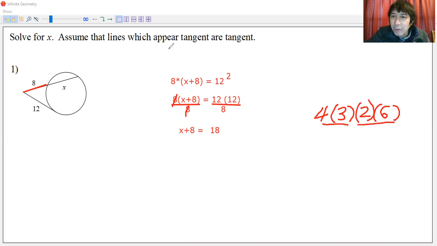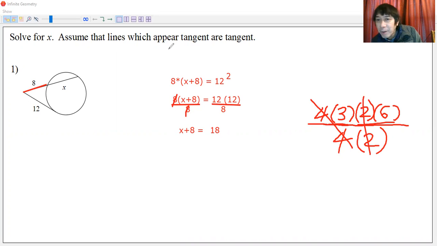And so this is to be divided by 8, which is 4 times 2. So the 4 divides by the 4, the 2 divides by the 2. The only remaining numbers are 3 and 6. So 3 times 6 is 18. That's how I got the 18. It's a shortcut in division: getting the factors and then cancelling. So you have 3 and 6, that's 18.